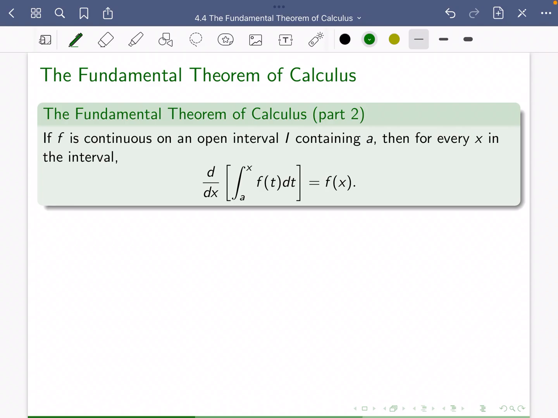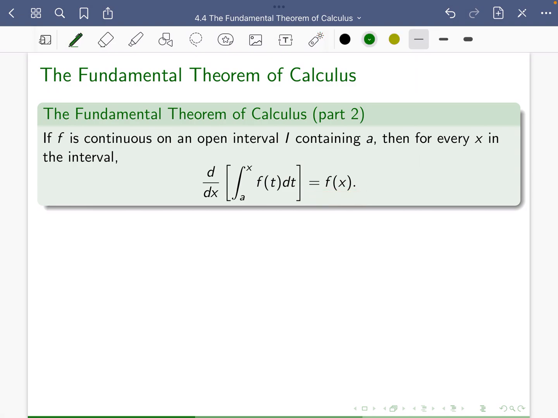In this video, we're going to look at the fundamental theorem of calculus part 2. Right? So this portion is going to talk about what is the derivative of an integral, which seems a little bit strange. But if f is continuous on an open interval I containing a, then for every value of x in that interval, the derivative with respect to x from a to x of f of t dt is f of x.